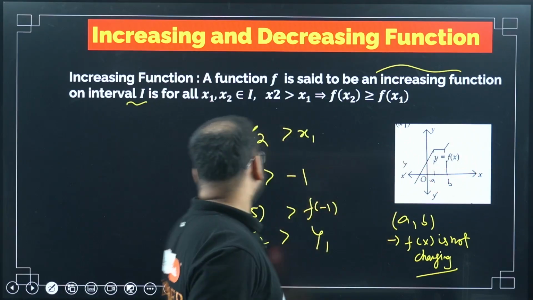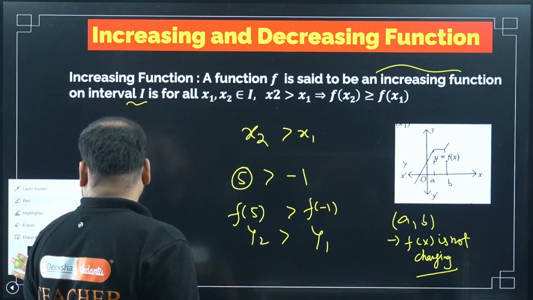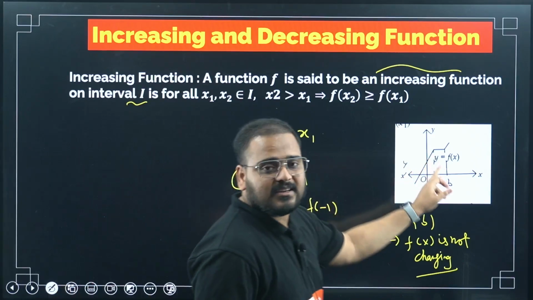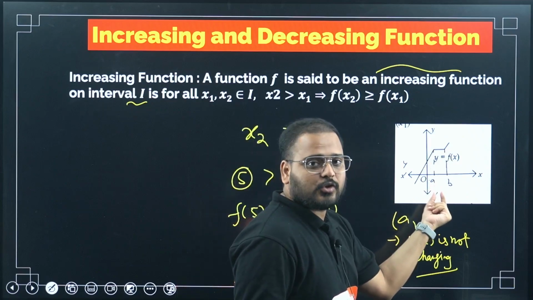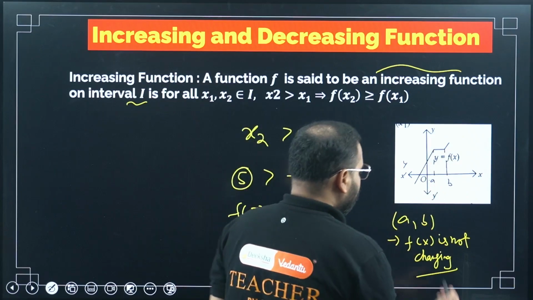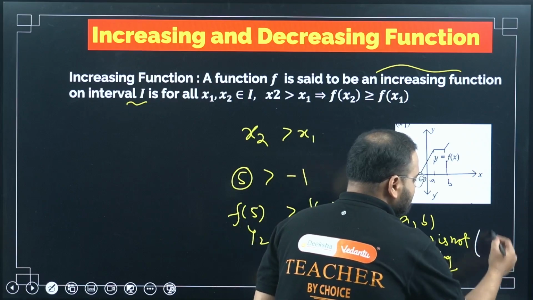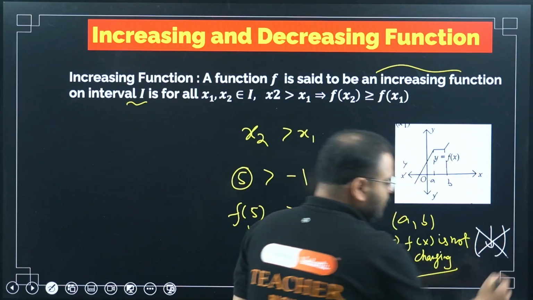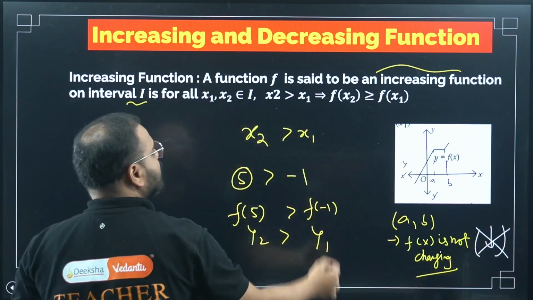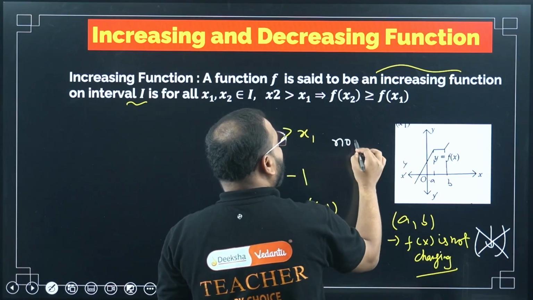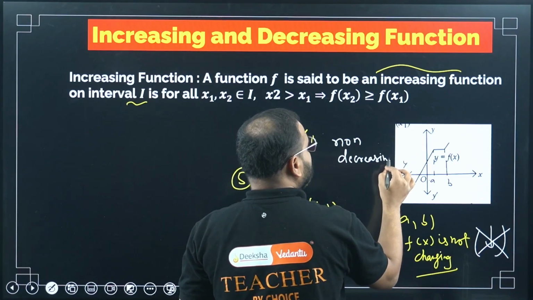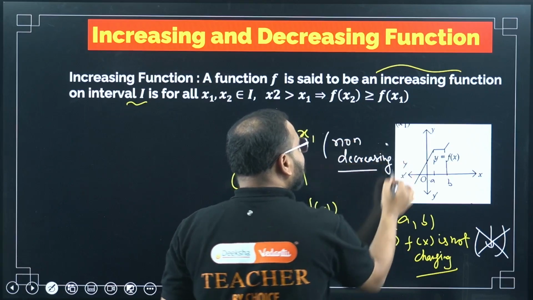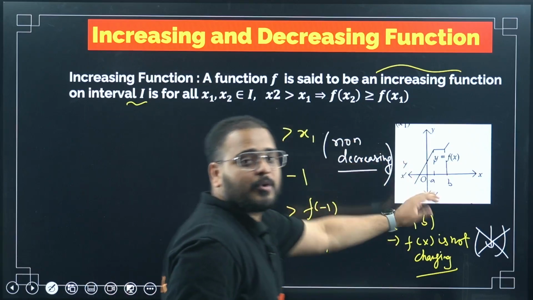Is it decreasing just because it has stopped over here? Between A and B it has stopped, but is it decreasing? A and B, no change. Not decreasing. So I can call this function non-decreasing also. I hope you understand this. This graph can also be called non-decreasing.